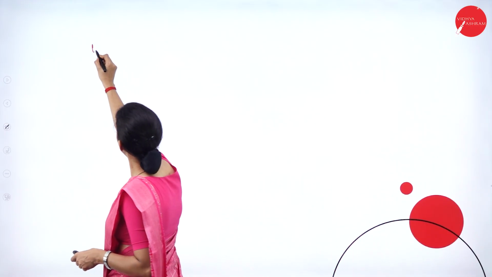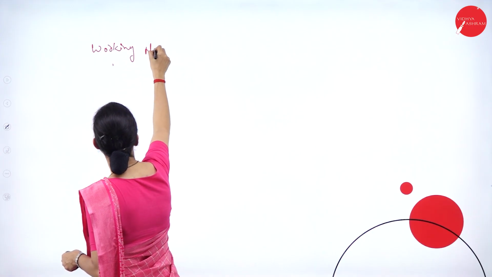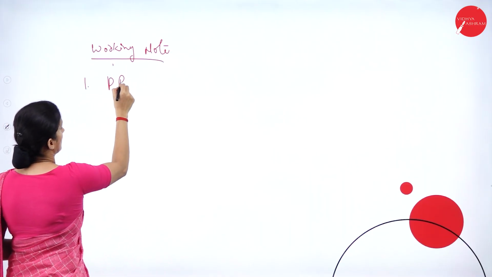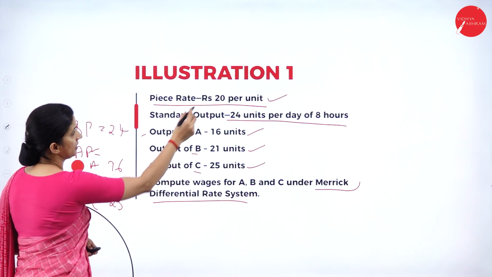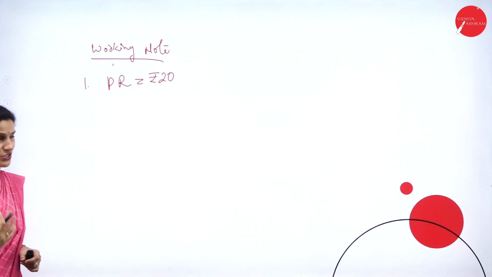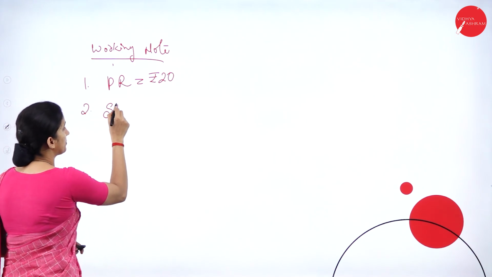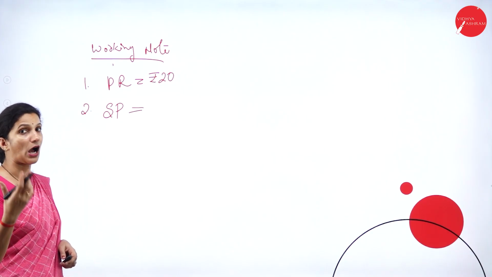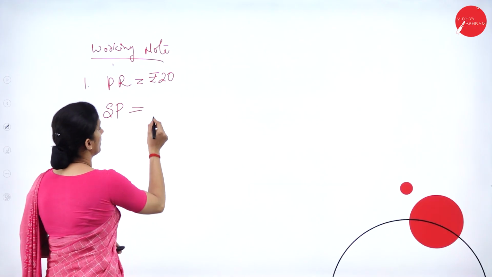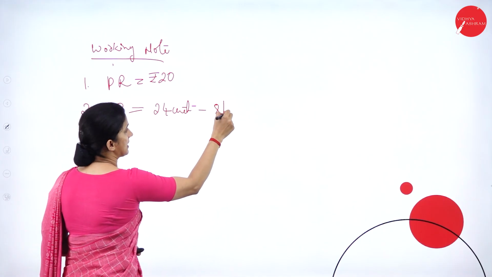So the working note. First we'll do the working note. First we need, what is the piece rate? Piece rate is given in your question, it is 20. First we'll write whatever the given information is there in the question. Then we need to know what is the standard production or the standard output. How much? It is 24 units. Directly it is given for 8 hours work.